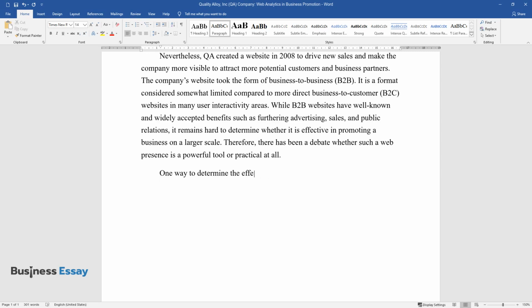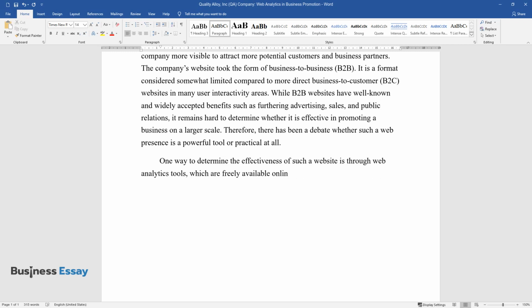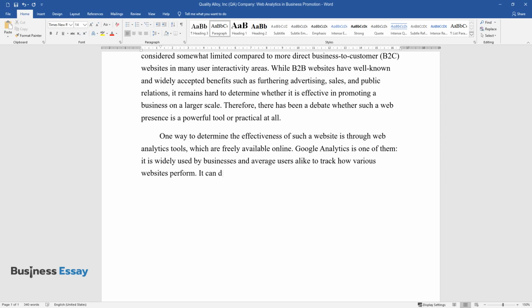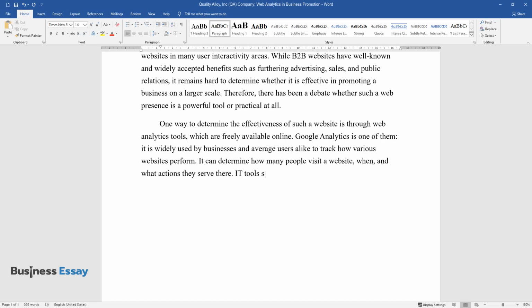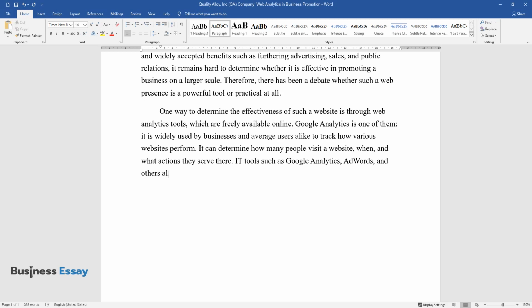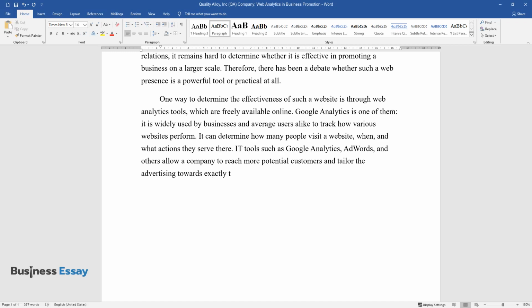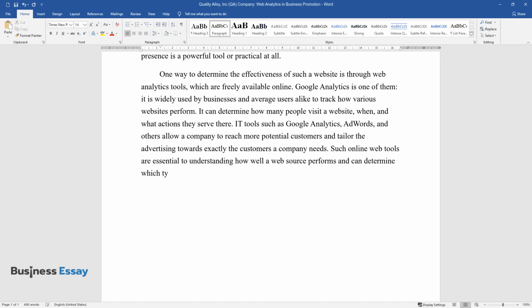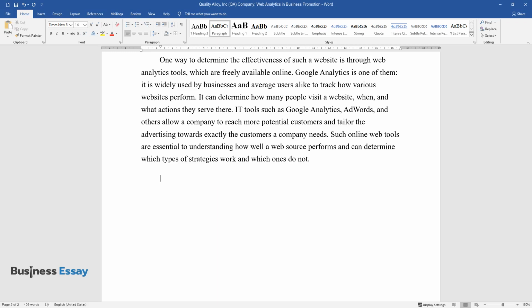One way to determine the effectiveness of such a website is through web analytics tools, which are freely available online. Google Analytics is one of them. It is widely used by businesses and average users alike to track how various websites perform. It can determine how many people visit a website, when, and what actions they take there. IT tools such as Google Analytics, AdWords, and others allow a company to reach more potential customers and tailor the advertising towards exactly the customers a company needs. Such online web tools are essential to understanding how well a web source performs and can determine which types of strategies work and which ones do not.